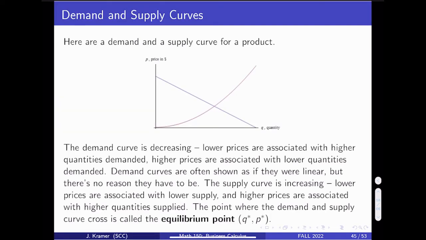Here are demand and supply curves for a product. The demand curve is decreasing since lower prices are associated with higher quantities demanded and higher prices are associated with lower quantities demanded. Demand curves are often shown as if they were linear, but there's no reason they have to be. The supply curve is increasing. Lower prices are associated with lower supply and higher prices are associated with higher quantities supplied.